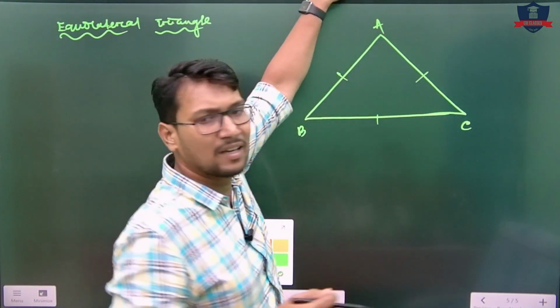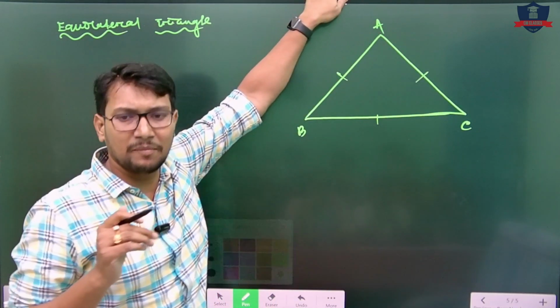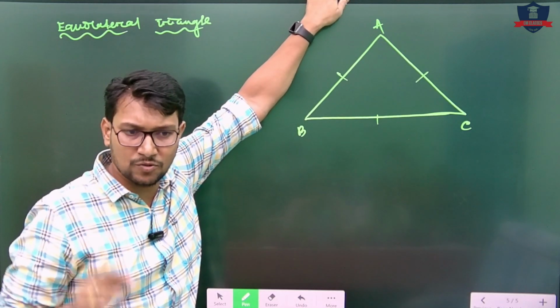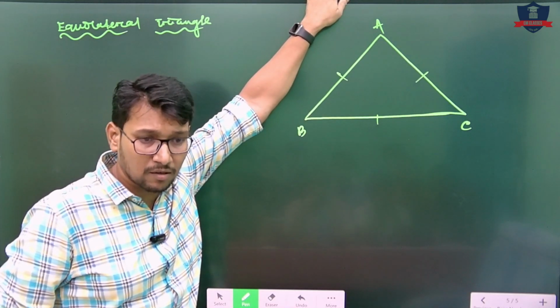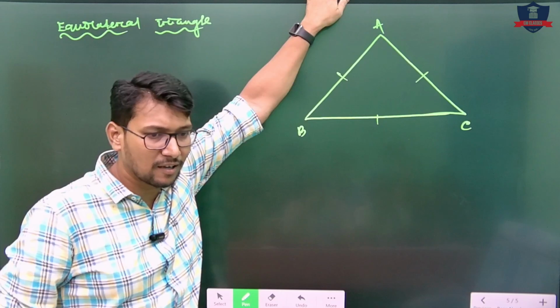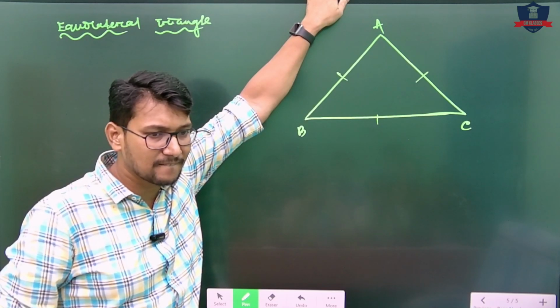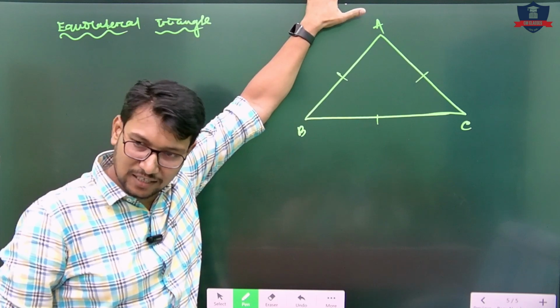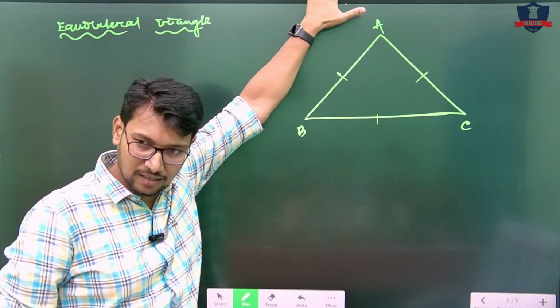Now tell me, equilateral means it is coming under right angle triangle, acute angle, or obtuse angle? Tell me. Equilateral means right angle triangle?